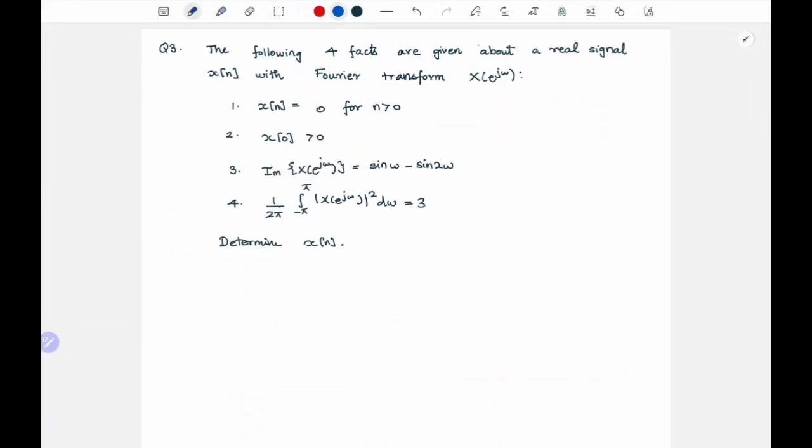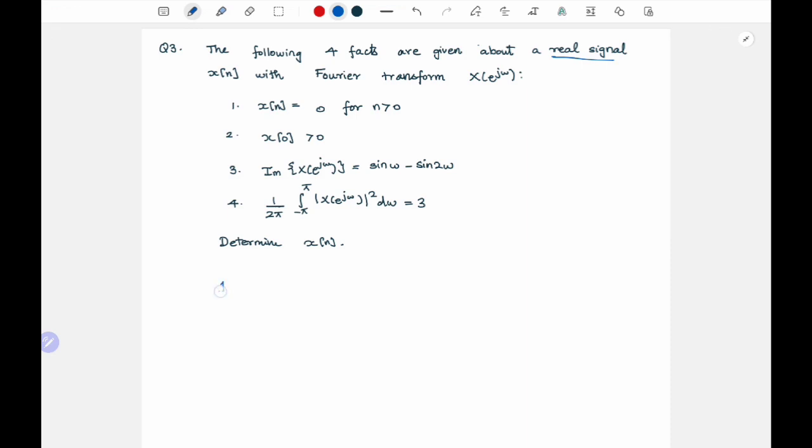So the following 4 facts are given about a real signal x of n with Fourier transform x of e power j omega. So the signal is real. The first fact is x of n equal to 0 for n greater than 0. Okay, and x of 0 is greater than 0 and imaginary part of x of e power j omega is equal to sine omega minus sine 2 omega. And the fourth fact is 1 by 2 pi integral minus pi to pi mod of x of e power j omega whole square d omega equal to 3. This is nothing but your Parseval's relation, right? And we need to determine x of n.